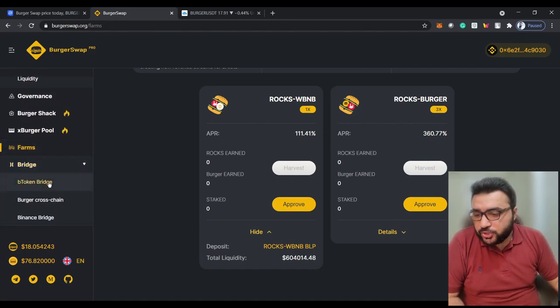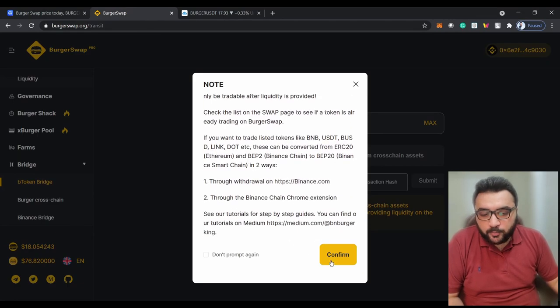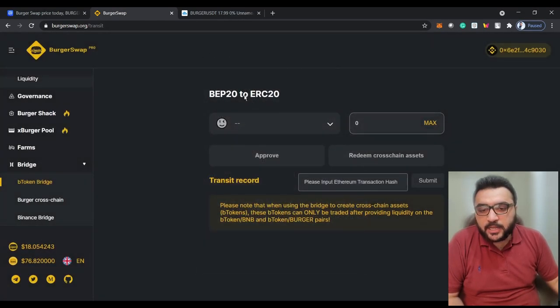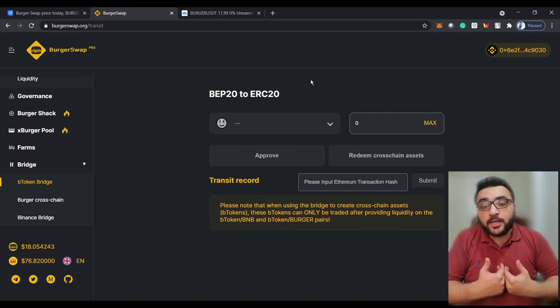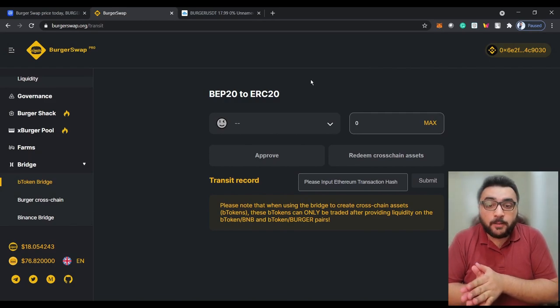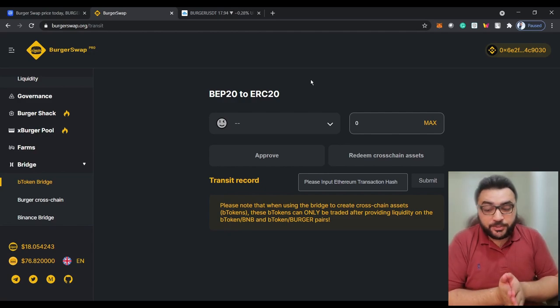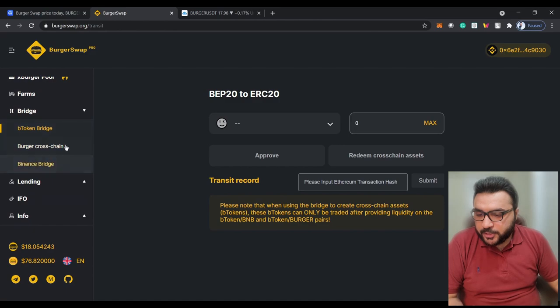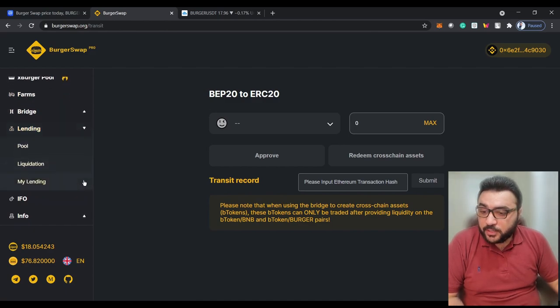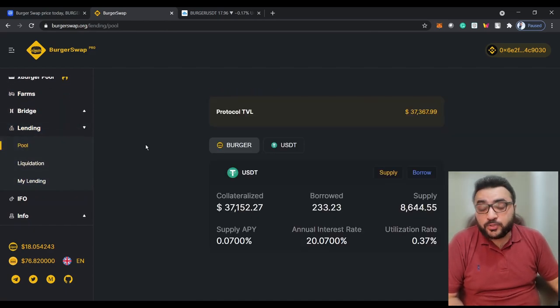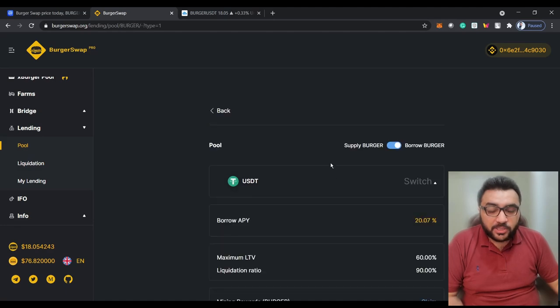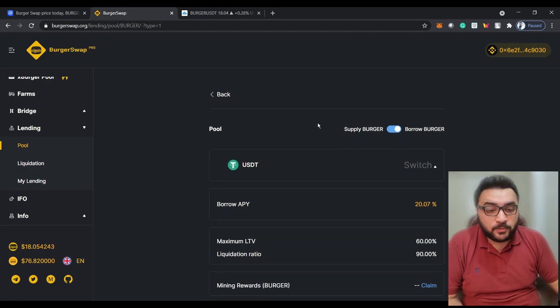Moving on to Bridge, they have what they call Bridge on their own website, as in if you have something that's on Binance Smart Chain and you want to port that into the Ethereum chain, you could just do it from here. We're gonna skip these two options, and one interesting thing they have is lending. Similar to XVS, they have this lending setup where you could just borrow or supply the amount of loan you intend to.